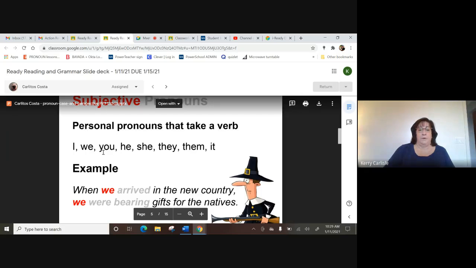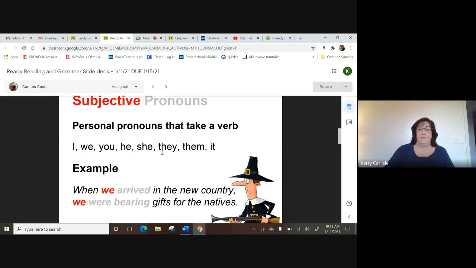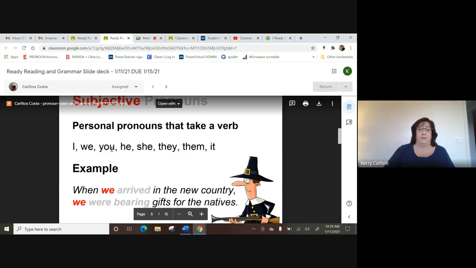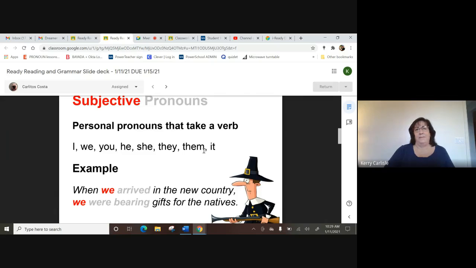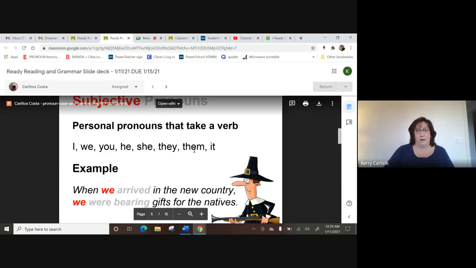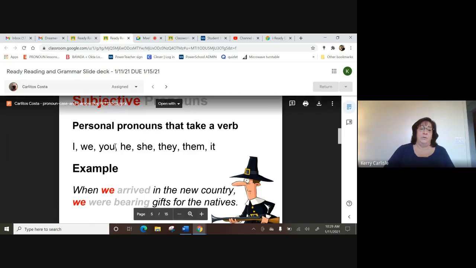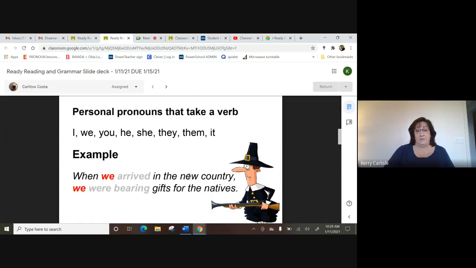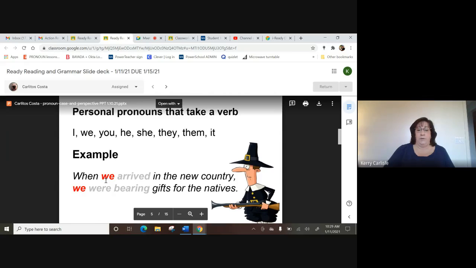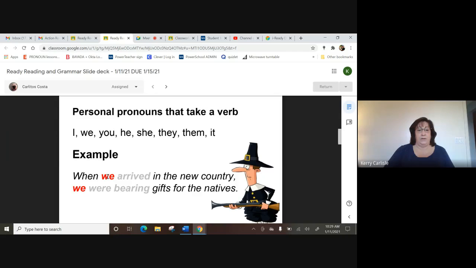So some of the personal pronouns that take a verb, and this is a weird way to say it, but come before the verb, they're the subject. I, we, you, he, she, they, not them. Even the guy that did the PowerPoint did it wrong. Them is not a subjective pronoun. Notice that it and you can be either subjective or objective. They don't change. When we arrived in the new country, we were bearing gifts for the natives. You're going to use subjective when you're saying we.